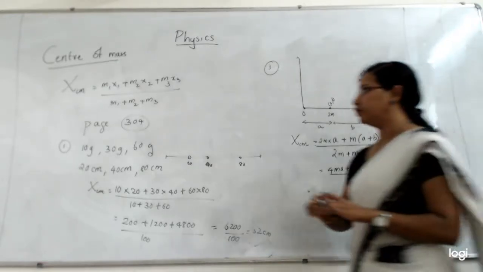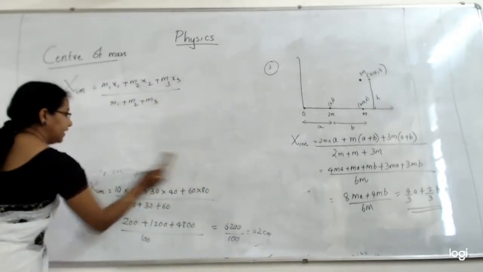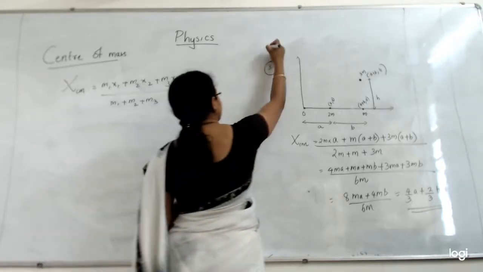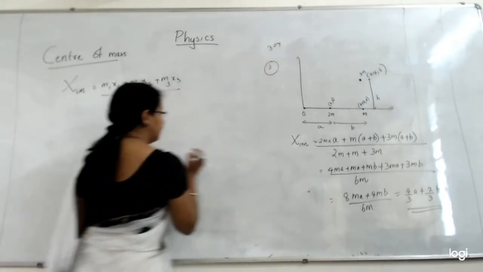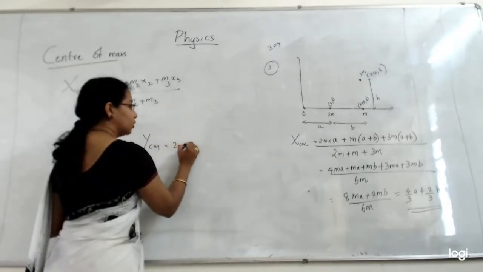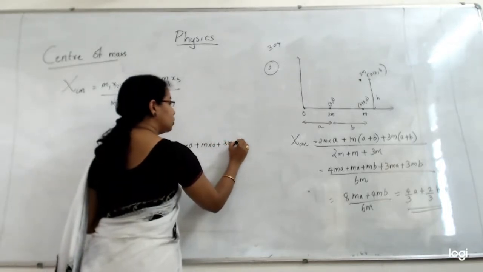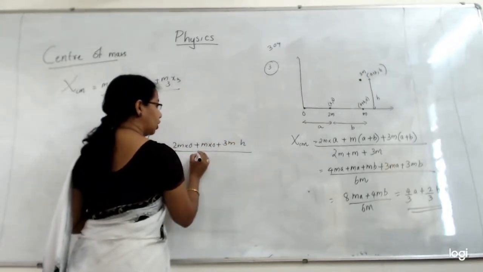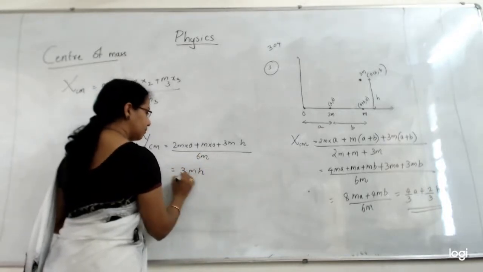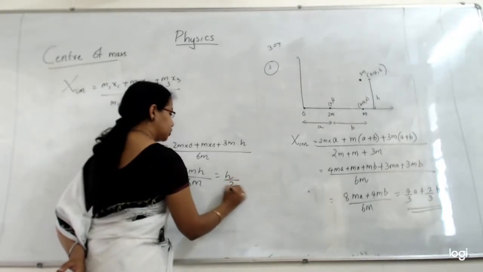Same like that, for this question we have the YCM also. We should calculate it too, on page number 304 only. I can calculate YCM: 2m into 0 plus m into 0 plus 3m into h, divided by the total mass 6m. That is 3mh by 6m, which is nothing but h by 2.